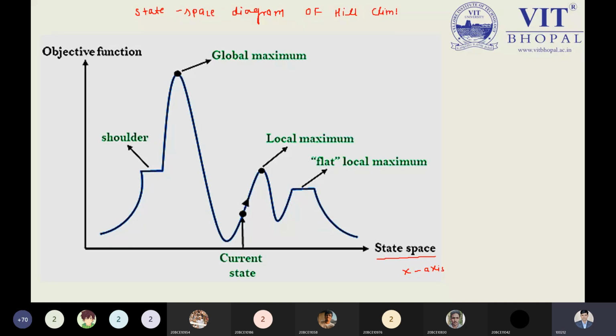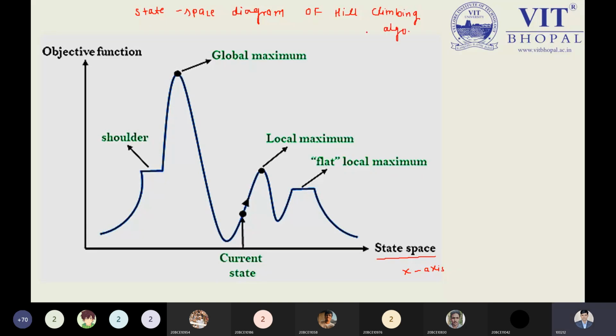At exam time, if I ask this question, draw the state space diagram of hill climbing, you have to draw this diagram and explain all the points. What are those points? The global maximum, local maximum, and flat local maximum. Everything you have to write.